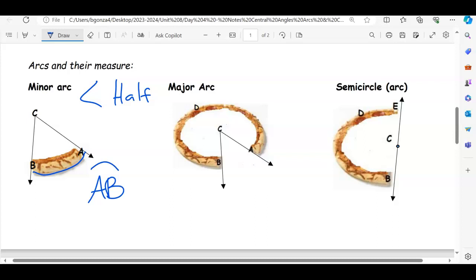Now, a major arc, how many of y'all have ever had a slice of pizza this big? Like you cut a slice and you eat the rest of it. That's a wild slice of pizza, sector of pizza.